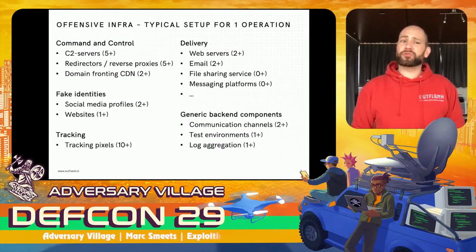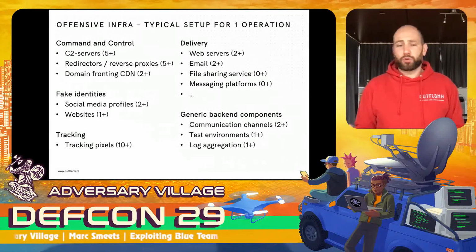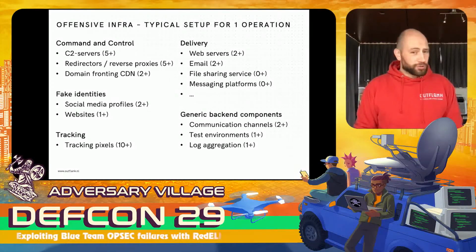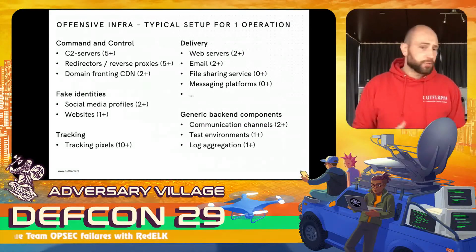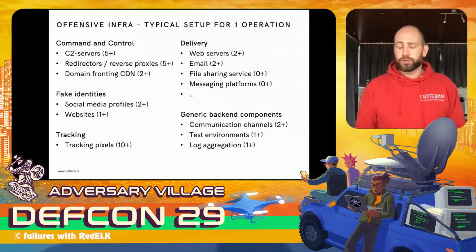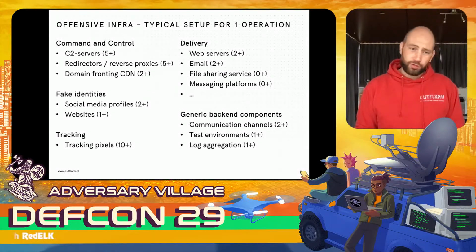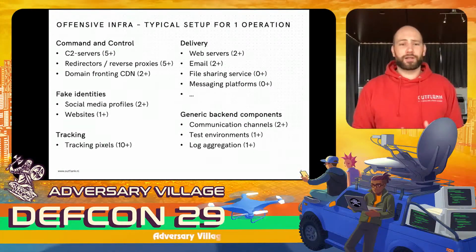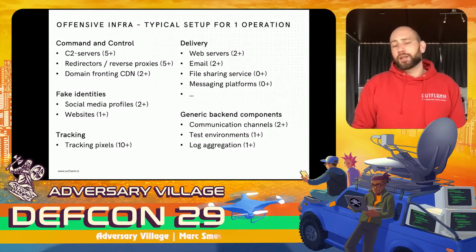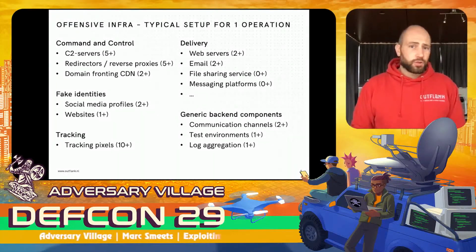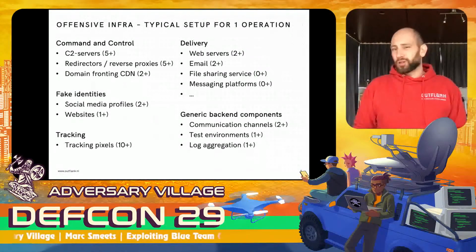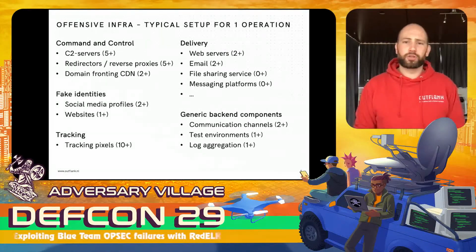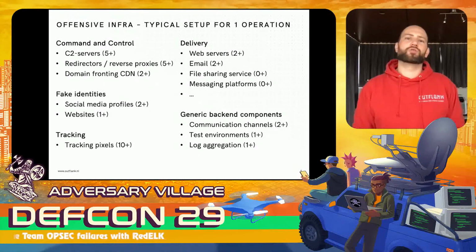You will be creating multiple fake identities to do, well, the whole social engineering thing. You might create a website, one or two. Tracking pixels everywhere. We track everything, both in emails, as in delivery, as in multiple different aspects. Tracking pixels, tracking pixels, tracking pixels. You need to be catching them, you need to be setting them up, things to manage. And then on the whole delivery side, we got multiple web servers, multiple email boxes, maybe some file sharing services, messaging platforms, whatever, all the new hot stuff there is, but there's multiple aspects that you need to manage.